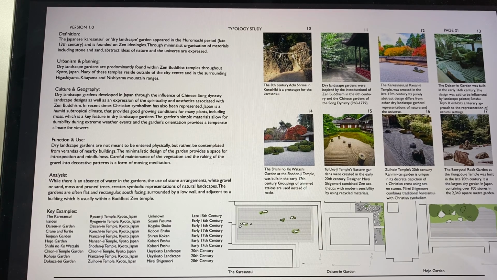Cool. So the materials that are often found in the garden, which I've gone over, are gravel, sand, moss, and pruned trees, and they create symbolic representations of natural landscapes. Also, the gardens are usually rectangular, flat, and south-facing. They often have a low wall and are adjacent to the Zen temples. And I've got some key examples down there.